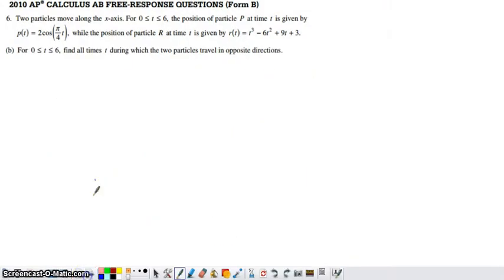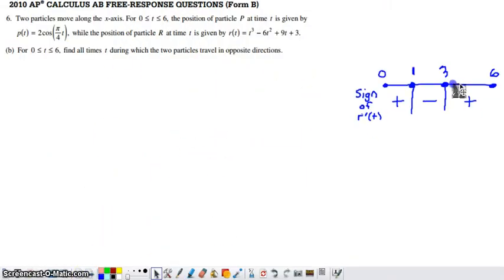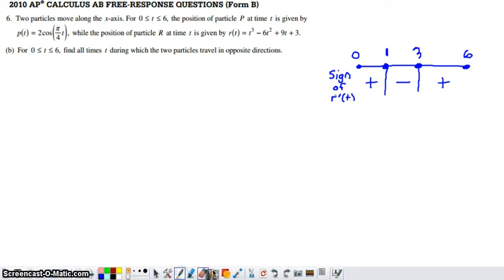to particle P. So we'll go ahead and steal this from part A. And now we'll do a little bit of work to see if we can figure out when particle P is moving to the left and moving to the right by trying to construct a sign chart for it. So the velocity of particle P is going to be given by P prime of t. And P prime of t is going to have a constant of 2 that just gets copied into the derivative.